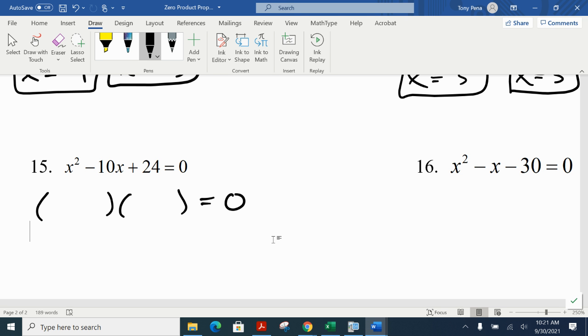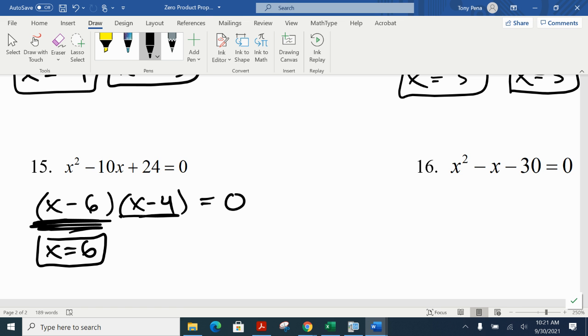Anybody even got this combo? Multiply to be positive 24, add up to be a negative 10. Got it, Juan? What is it? Negative 6 and x minus 4. Good. Negative 6, negative 4 give you a positive 24. When you add them, they give you a negative 10. All right, so Brandon, what x value would make that a zero? Good, positive 6. And then this one, Brandon? Good, positive 4. Those are our two solutions.